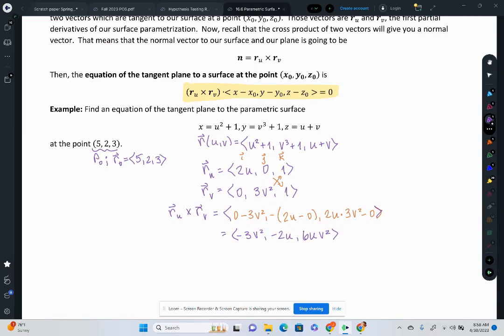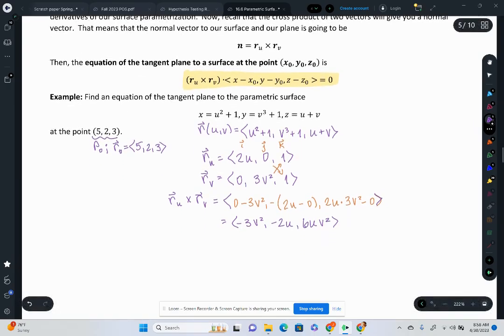Okay, so let's go ahead and come up with what this value actually is. So we don't have a u and a v value. This is where things get a little bit weird. This normal vector is a function. We need it to be a vector with just numbers.